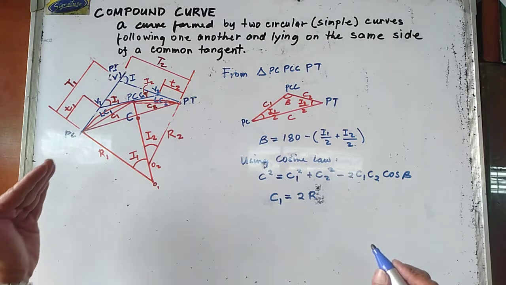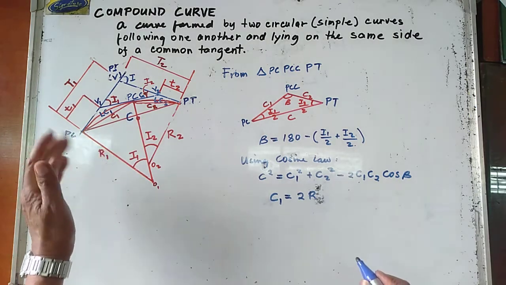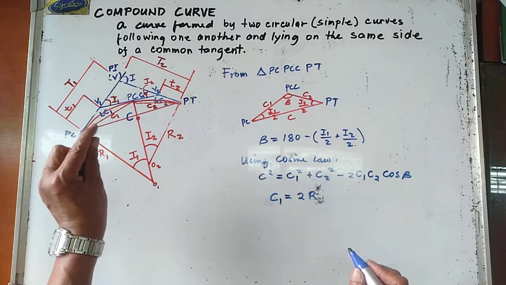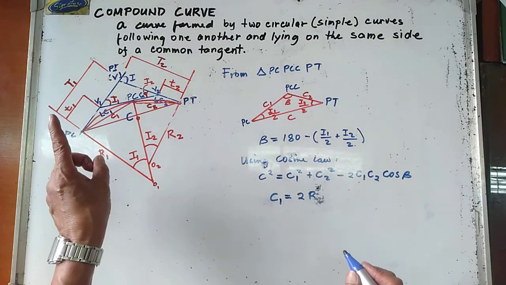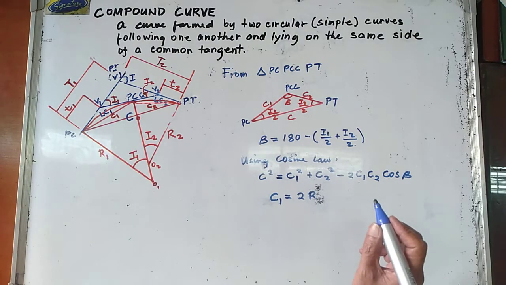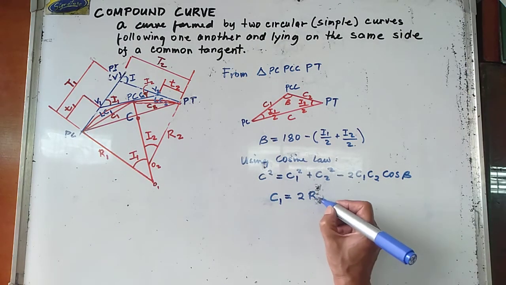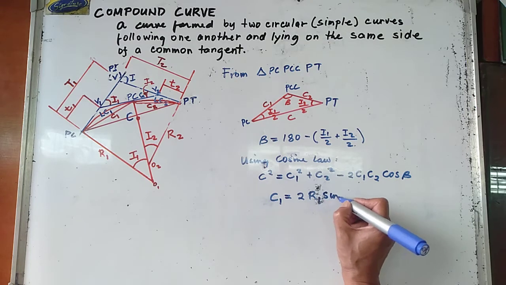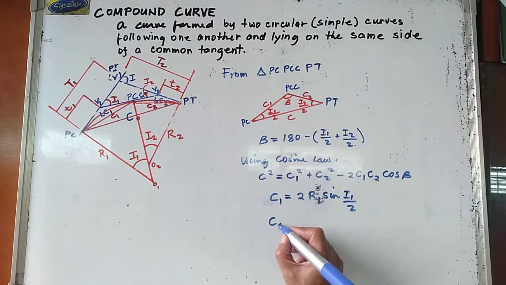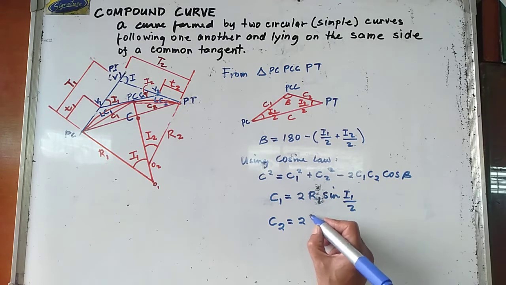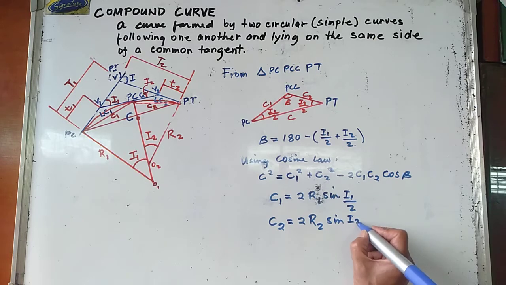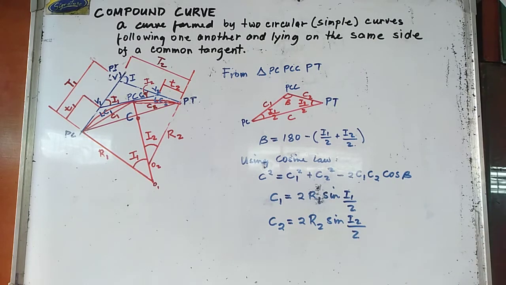This time, since we have two circular curves, we distinguish them with subscripts 1 and 2: 1 for the first circular curve and 2 for the second circular curve. Hence, C1 is 2R1 sine I1 all over 2, and C2 is equal to 2R2 sine I2 all over 2.